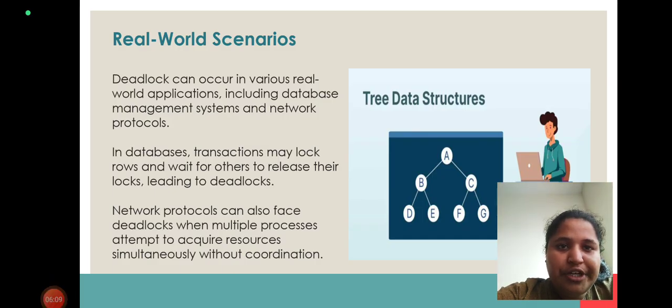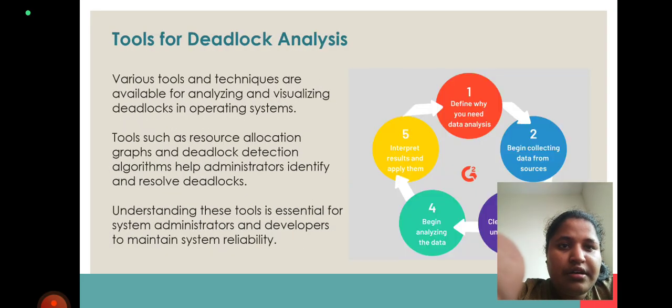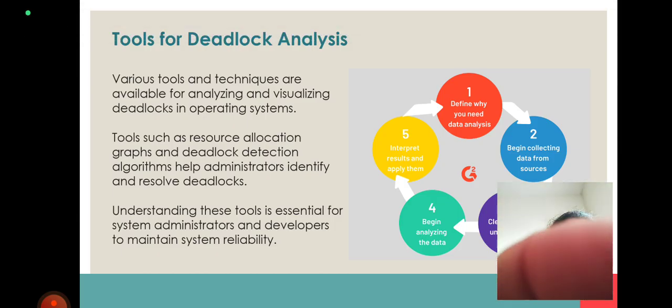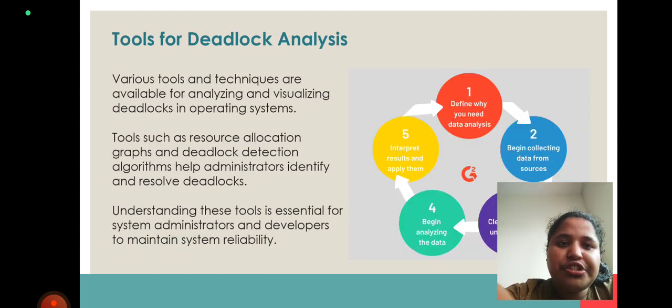Real-world scenarios. Deadlock can occur in various real-world applications including database management systems and network protocols. In databases, transactions may lock rows and wait for others to release their locks, leading to deadlocks. Network protocols can also face deadlock when multiple processes attempt to acquire resources simultaneously without coordination.